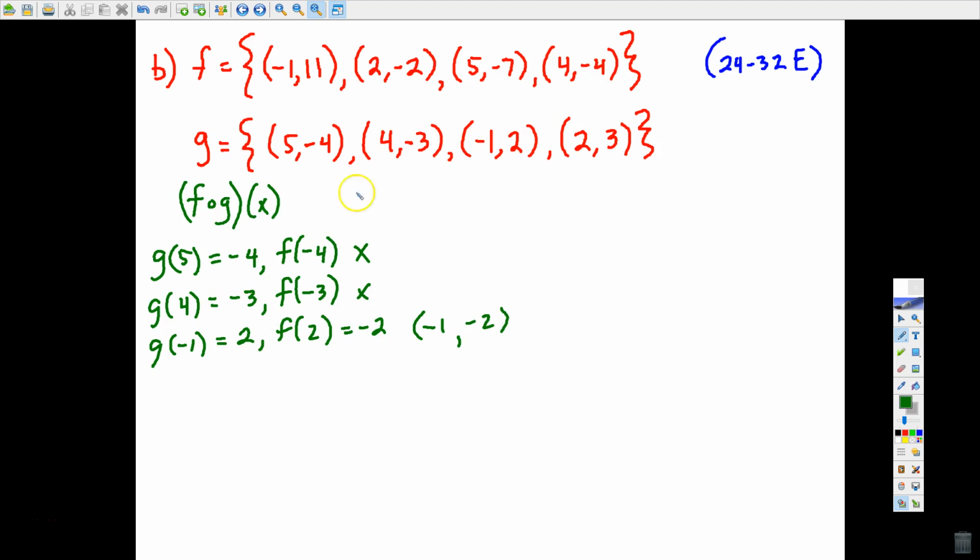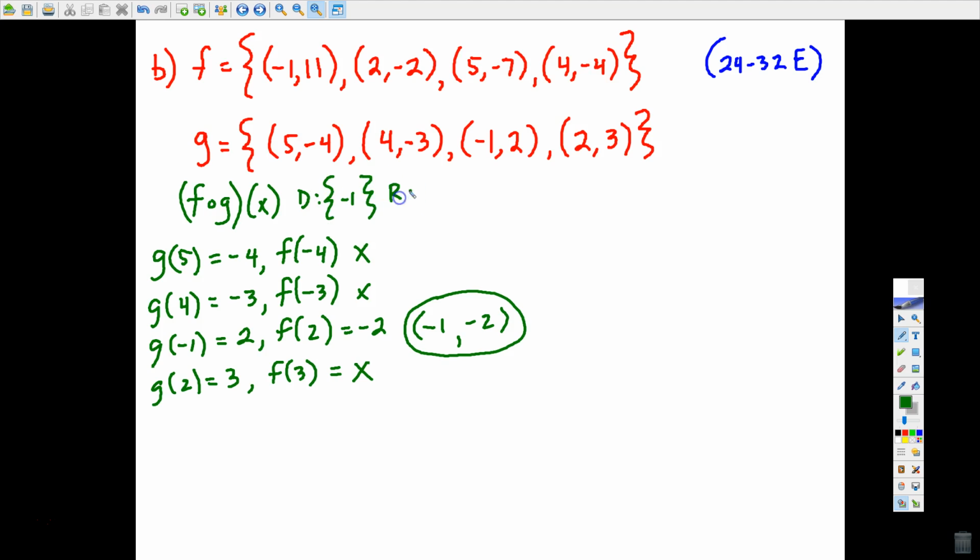And then finally, we've done the first 3. Now g of 2 is equal to 3. So what is f of 3? Well, there is no input 3 in the f function, so it doesn't exist. So f of g of x, the composed function, is just that one ordered pair, and so the domain is -1, and the range is -2. All right, so let's jump over here, and we'll do the other composition, g of f of x.